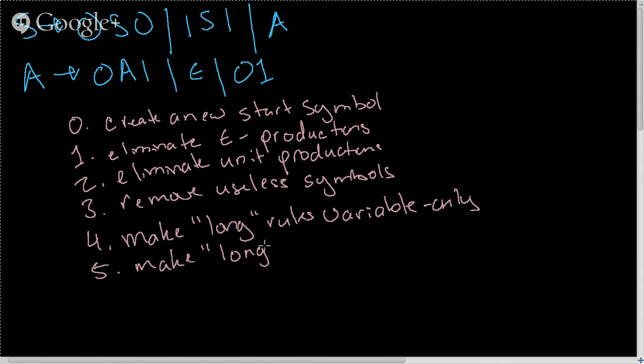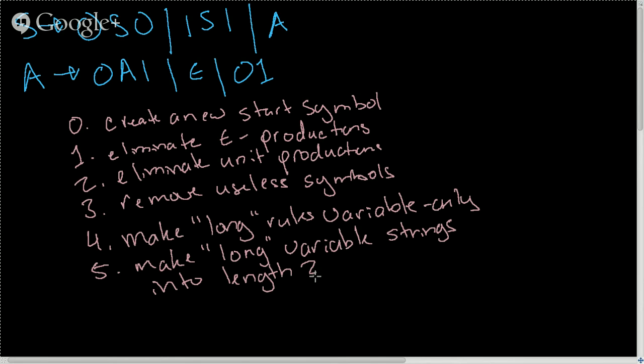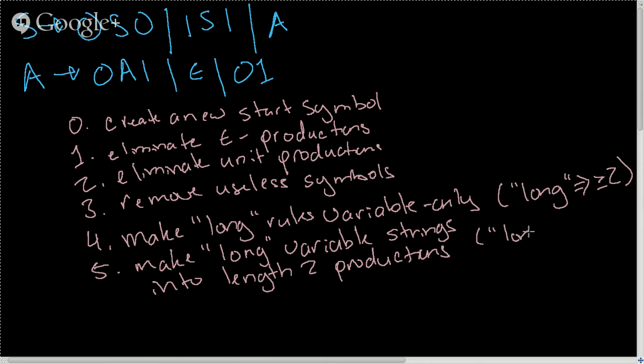And step 5 is going to be make all long variable strings into length 2 productions. And we'll talk about what long means here, because it differs depending on whether you're in step 4 or step 5. So for step 4, long means greater than or equal to 2. And for step 5, long means greater than or equal to 3.